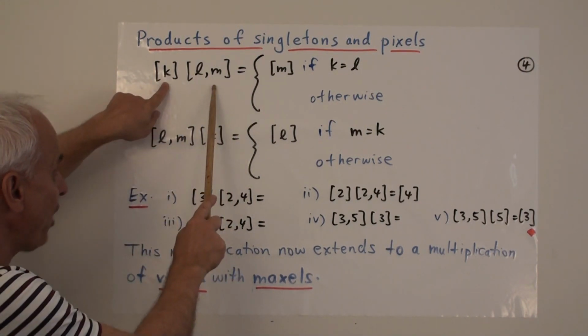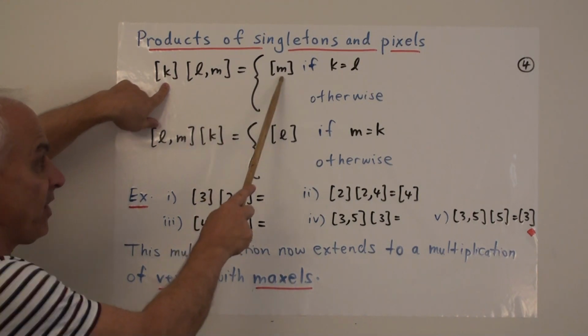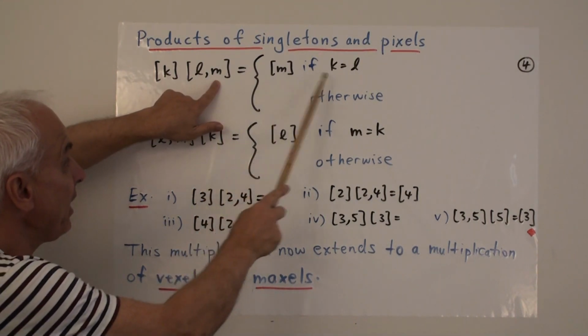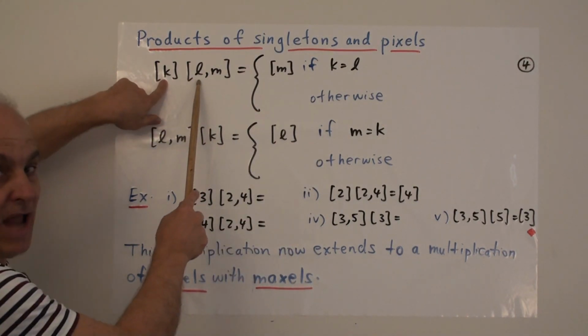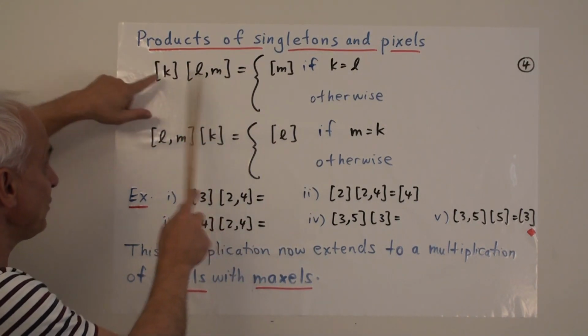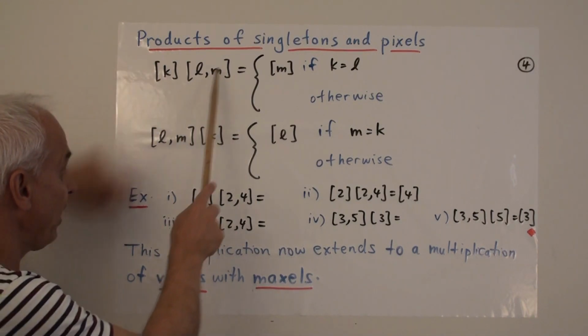We're going to define the product of these two things to be the singleton M if K equals L. So if we have agreement between these two natural numbers, the product of this singleton with this pixel is this singleton.